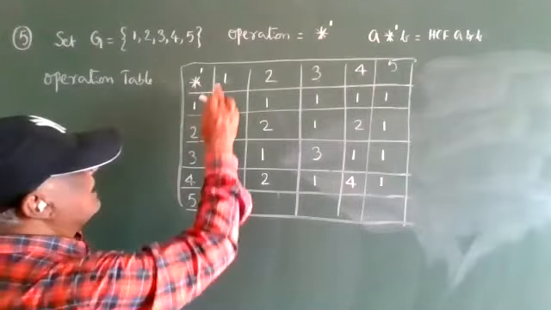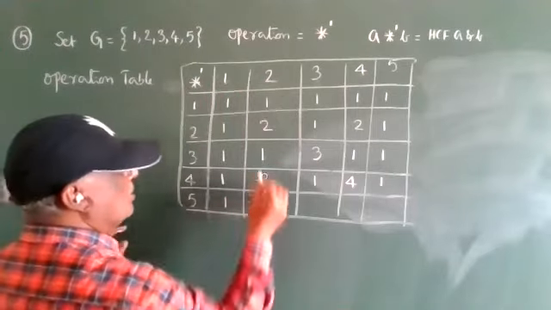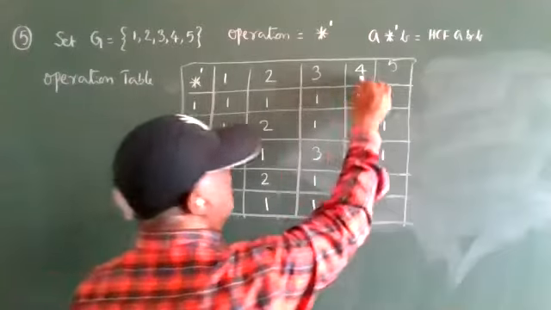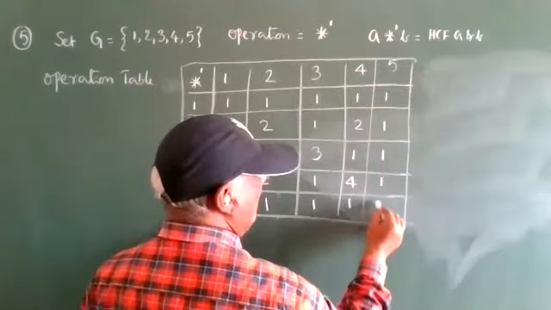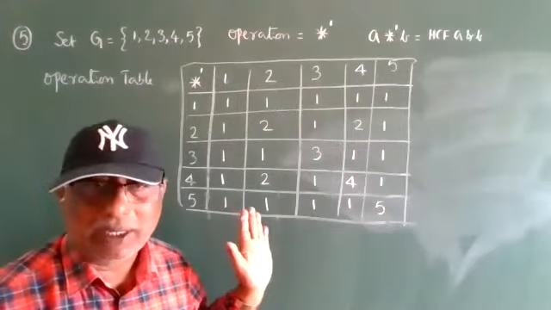5 star 1 is 1. 5 star 2 is 1. 5 star 3: common factor is 1. 5 star 4: common factor is 1. 5 star 5 is 5. Okay? The table is completed.